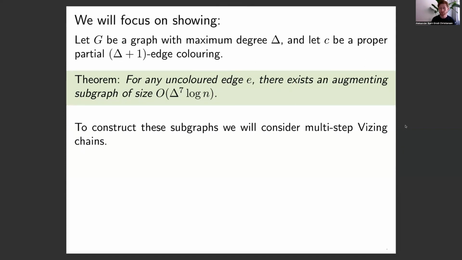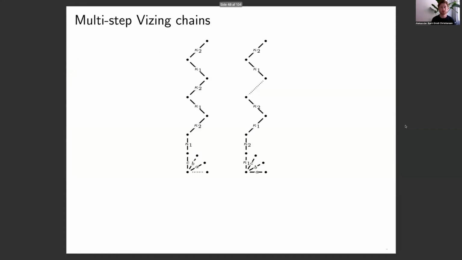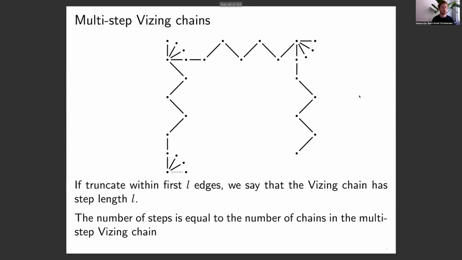And we'll do so by considering multi-step Vizing chains. So let's take a look at what those are. Early on, we talked about if we have some Vizing chains on some uncolored edge, then we could sort of move the uncolored edge onto the bichromatic path. And now, once we've done that, we might consider the action of creating a new Vizing chain on this uncolored edge that goes somewhere else. We might also truncate that one and continue like so. And that sort of gives us a multi-step Vizing chain where each time we create a new Vizing chain, we sort of take a step.